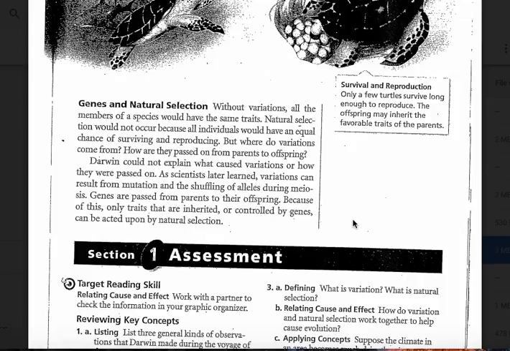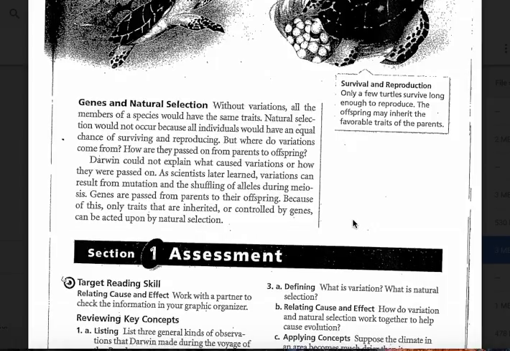As scientists later learned, variations can result from mutation and the shuffling of alleles during meiosis. Meiosis is the creation of sex cells. Genes are passed from parents to their offspring. Because of this, only traits that are inherited or controlled by genes can be acted upon by natural selection.